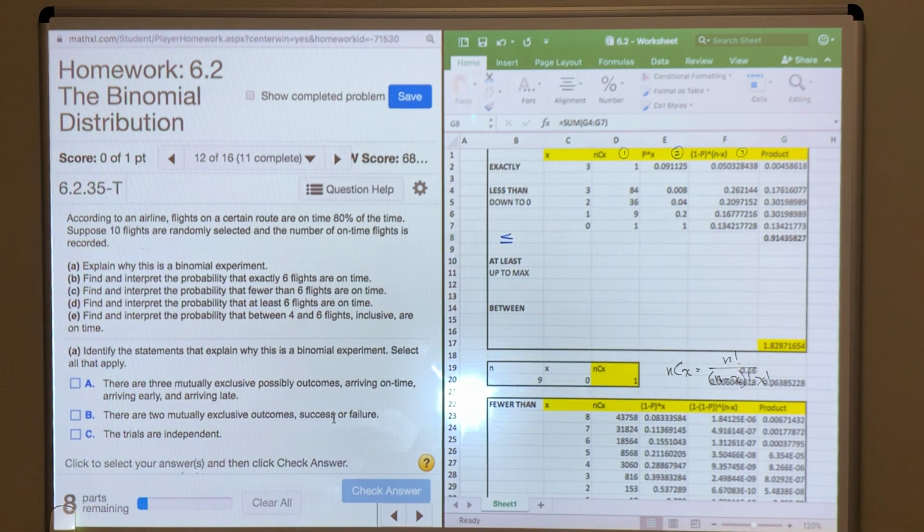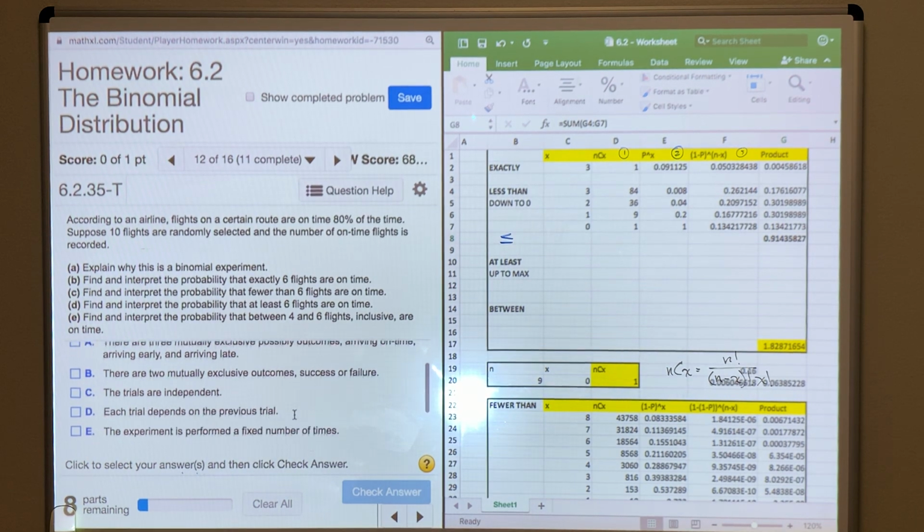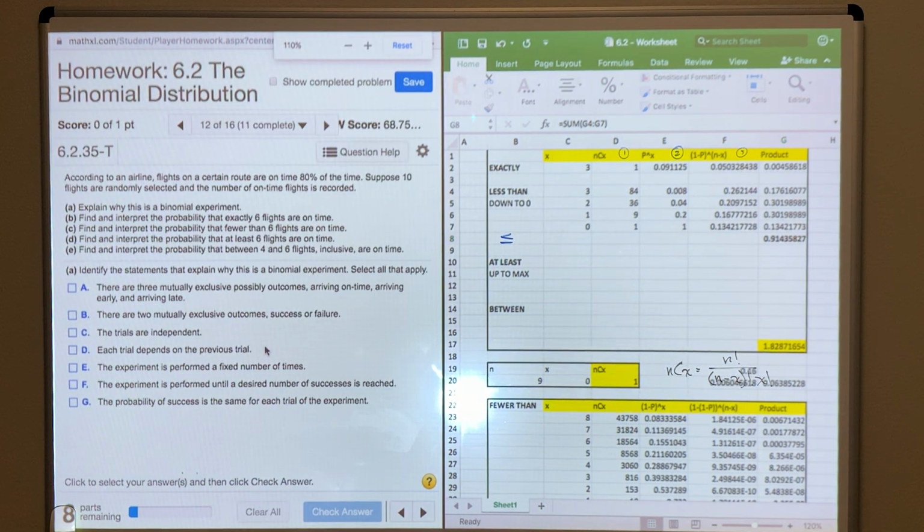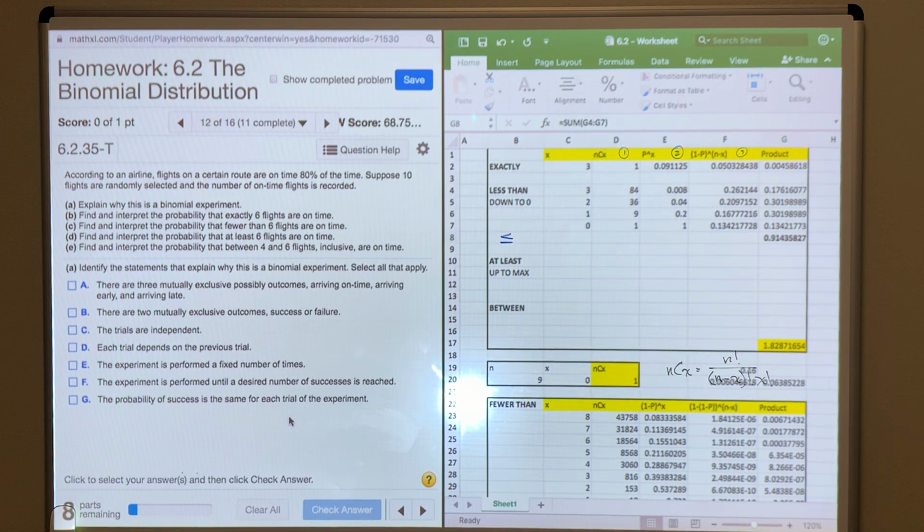All right, so it says, explain why this is a binomial experiment. Well, let's take a look at the scenario. According to an airline, flights on a certain route are on time 80% of the time. Suppose 10 flights are randomly selected and the number of on-time flights is recorded. Okay, do we have discrete variables? Yes. They're whole numbers, discrete. So that's one of the things. Let's just go through the selections, okay?